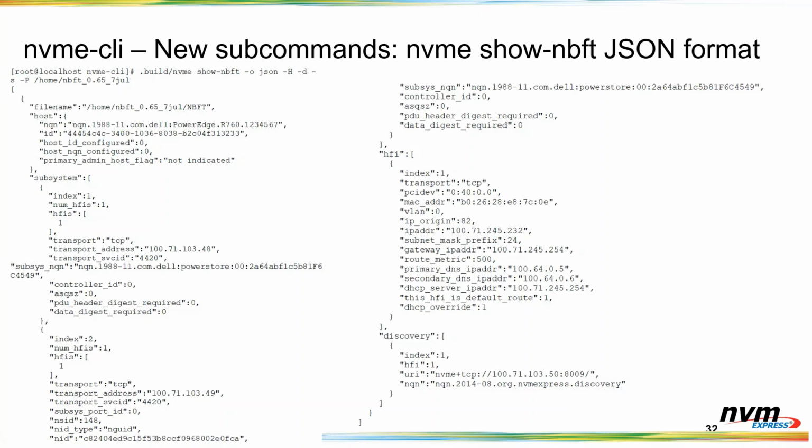As I previously said, the show NBFT output also supports a structured machine-friendly JSON output that you can easily parse with tools like JQ. This output shows all of the NBFT descriptors in their natural order without human-centric decoding and colonization. As you can see in this example, the NBFT starts off with the required host descriptor, then followed by subsystem descriptor records. Next, it's followed by the HFI, or the host transport interface. And lastly, the discovery structure contains the relevant discovery controllers that are part of the detail.